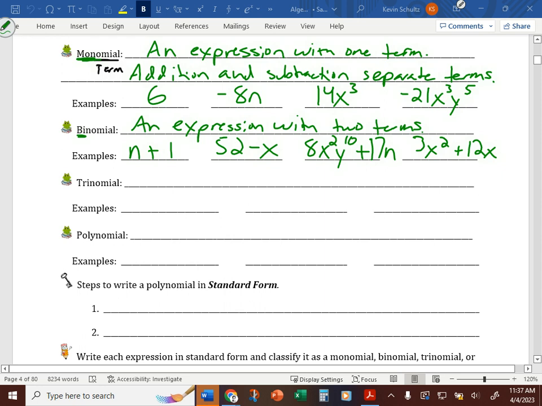Prefix tri. What does tri mean? 3, right? Triangle, 3 angles. Trimester. You've got 3 of them. Okay, so a trinomial is an expression with 3 terms, such as, for example, 4x squared minus 10x plus 7. That would be an example of a trinomial.